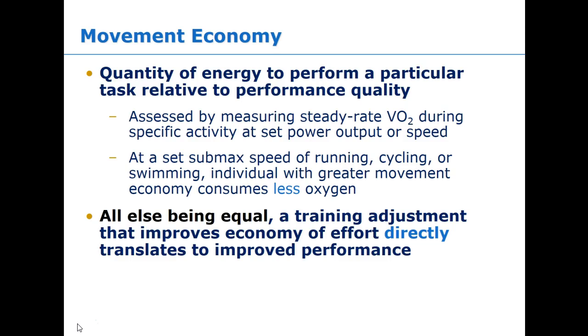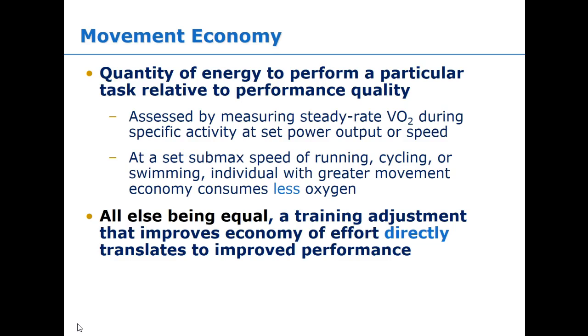So the movement economy is the quantity of energy to perform a particular task relative to the performance quality. We typically assess this by measuring steady rate VO2 during a specific activity at a set power or output or speed. At a set submaximal speed of running or cycling or swimming, an individual with greater movement economy consumes less oxygen to perform that particular movement.